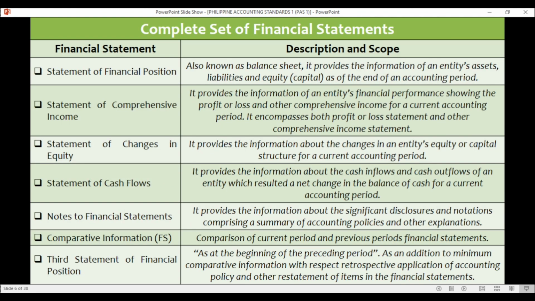Okay. The complete set of financial statements are as follows, from statement of financial position down to third statement of financial position as provided in PAS 1. Okay? So statement of financial position, also known as balance sheet, it provides information of an entity's assets, liabilities, and equity or capital as of the end of accounting period. Take note, the purpose of financial position is to provide information of the entity's assets, liabilities, and equity.